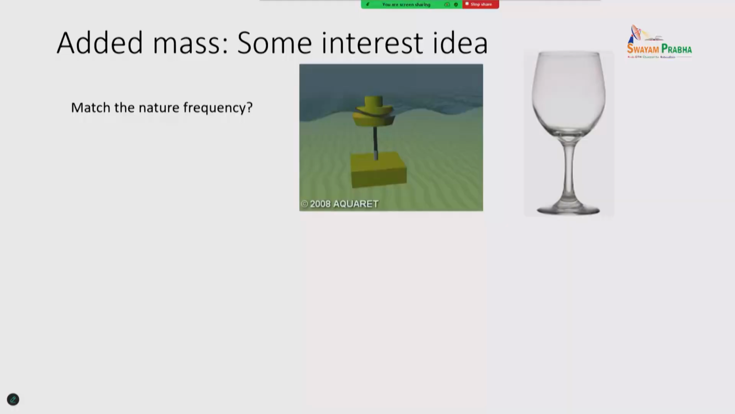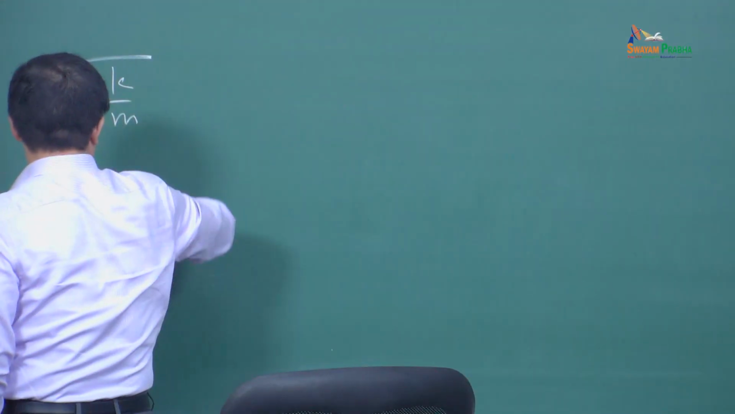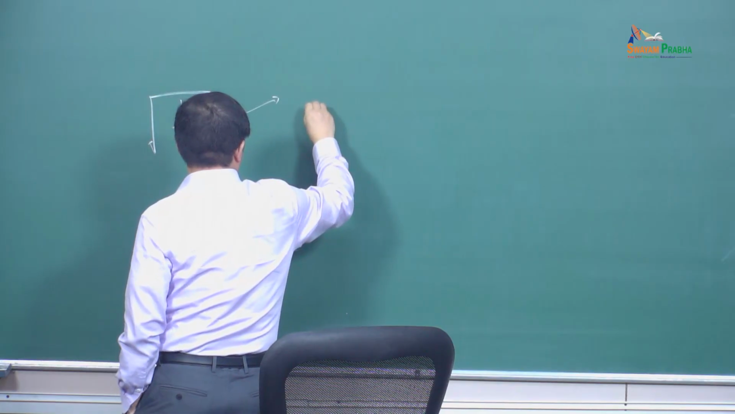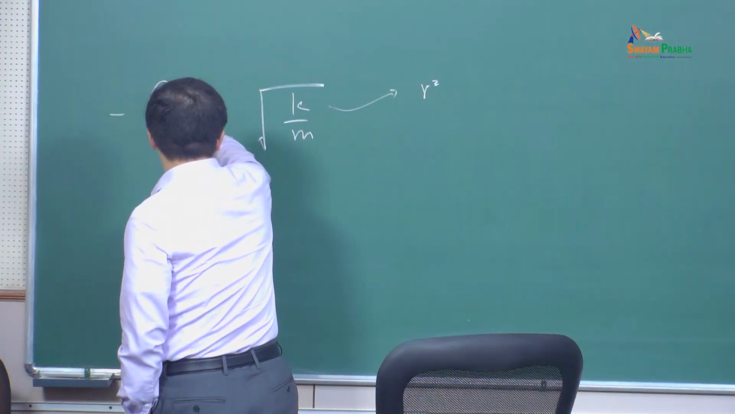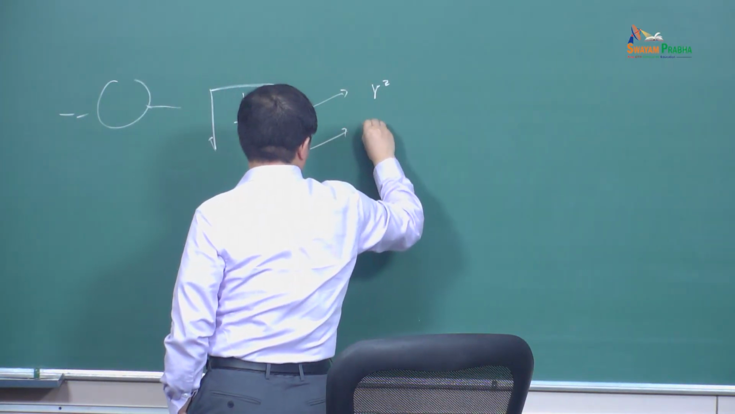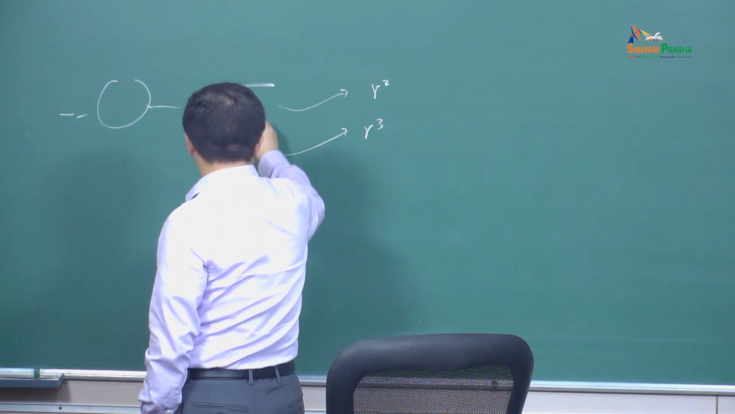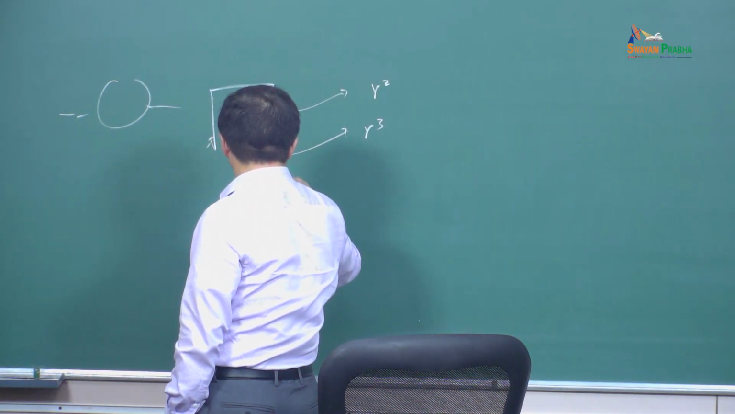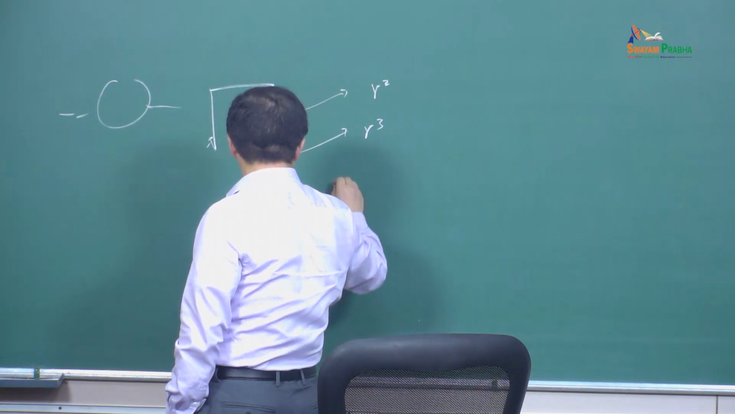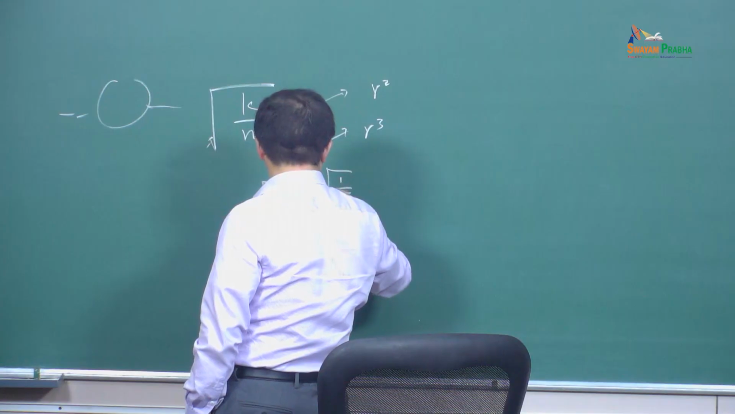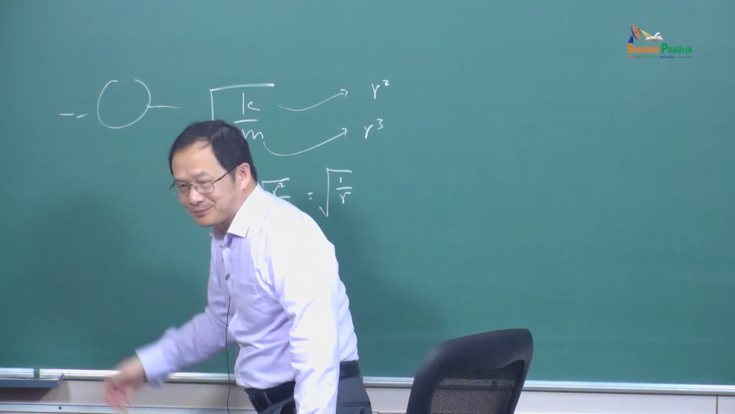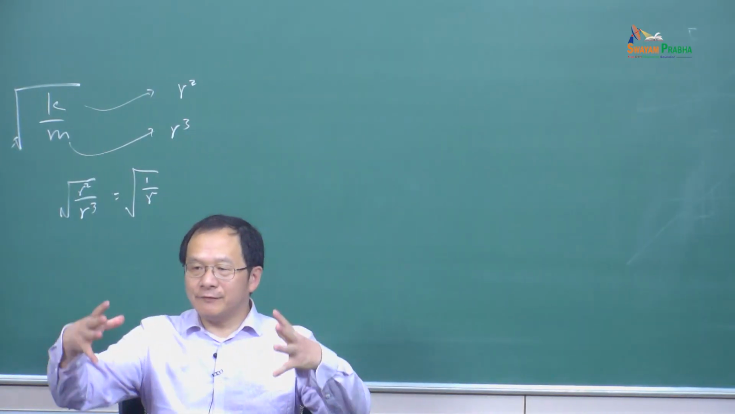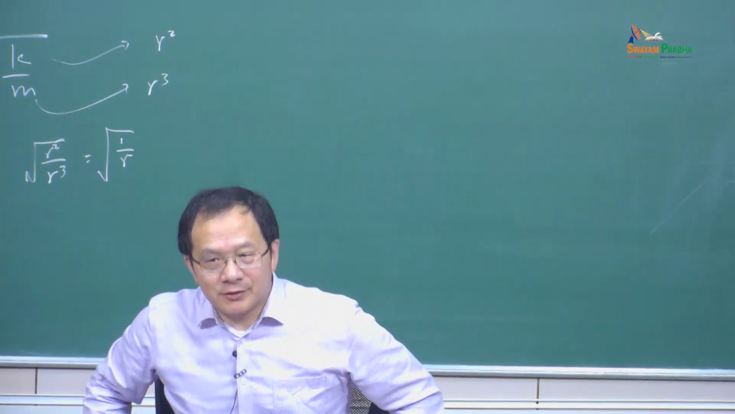Just imagine that way. This stiffness is proportional to the diameter squared, for a ball in the water. And this mass is proportional to the power 3, r to the power 3. So therefore, if you have a smaller diameter, you usually have a high frequency.